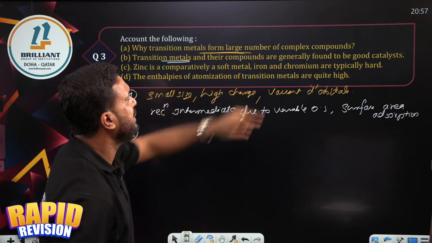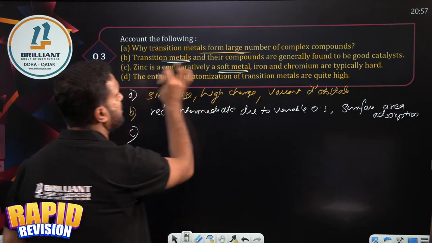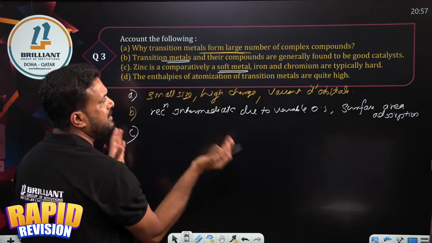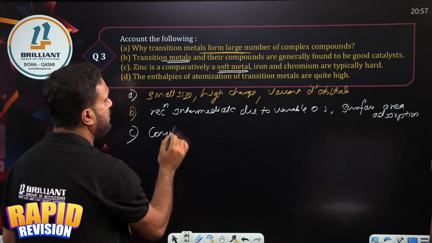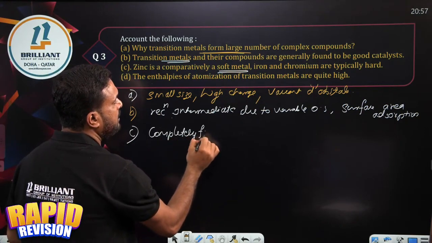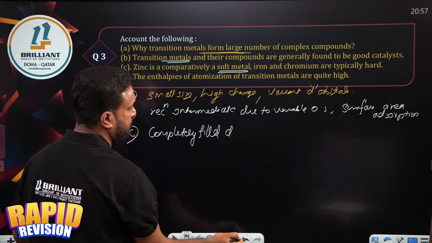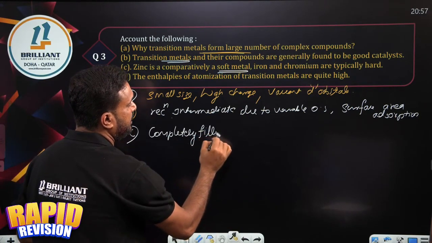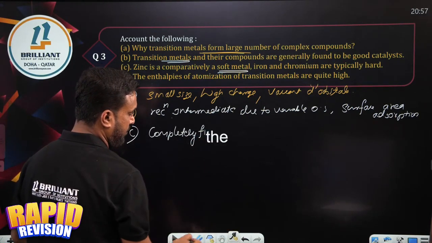Third one: zinc is a comparatively soft metal. You know that zinc is considered a pseudo transition metal, because it has completely filled d orbitals.